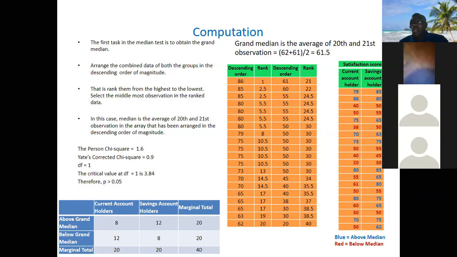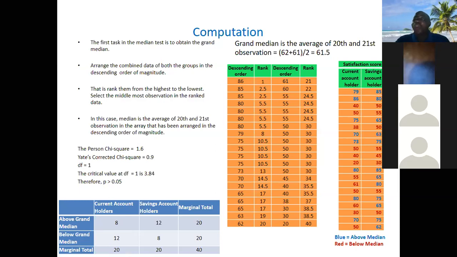Now, do you get the picture? So they just use the median to dichotomize. They are not actually comparing medians, though the median is used to dichotomize. So for me, I will go for Mann-Whitney U. If you go for this one, it also is not bad.